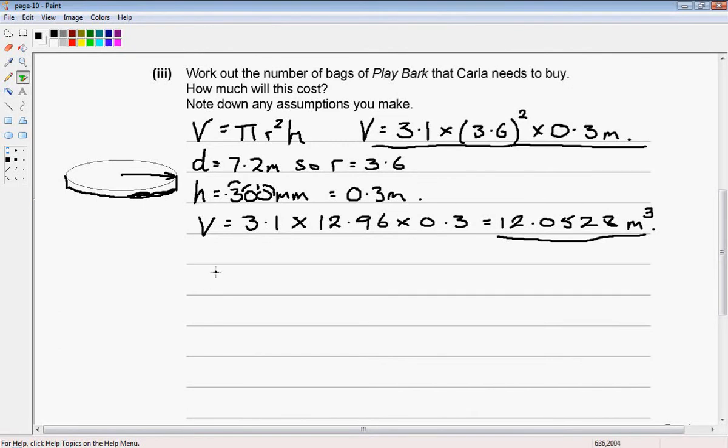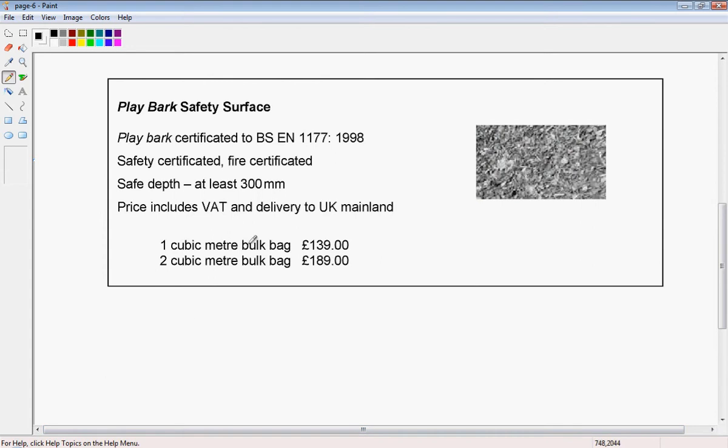So we've now worked out the volume of the safety area. Now if we go to our suppliers page, we can see that they sell 1 cubic meter bags and 2 cubic meter bags. Obviously you can see that 2 cubic meter bags are cheaper than 2 1 cubic meter bags. So the more of the 2 cubic meter bags we buy, the cheaper it will be.